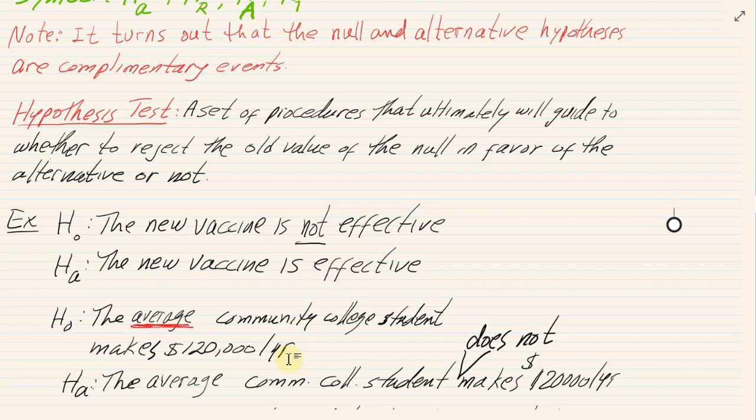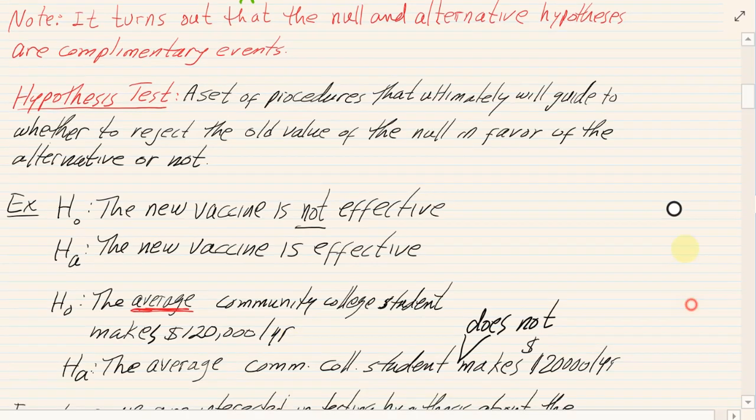Now, they could also say, instead of does not make, they could say they make less than that. Most likely, that's what they want to show, right? We know they don't make that much money. If they did, they wouldn't go into the college. So, but that's the alternative in this example.